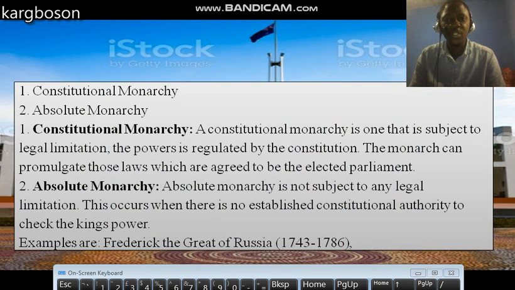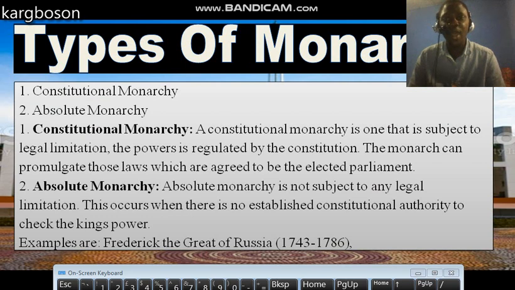Then we look at the types of monarchy. We have two types of monarchy: constitutional monarchy and absolute monarchy. A constitutional monarchy is one that is subjected to legal limitations. The powers are regulated by the constitution. So the monarch can promulgate those laws which are agreed to by the elected parliament. So in a constitutional monarchy, the powers of the king or the monarch are limited by the constitution.